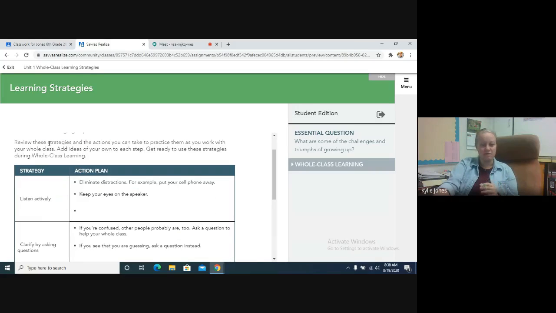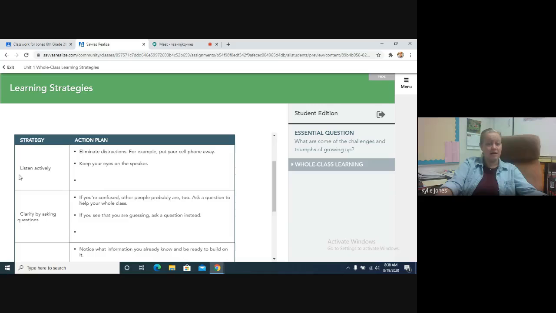Okay, so it says, review these strategies and the actions you can take to practice them as you work with your whole class. Add ideas of your own to each step. Get ready to use these strategies during whole class learning. So the strategies we're going to talk about are actively listening, or listen actively. So like actually listening when the person is talking, whether it's me or one of your classmates or anybody else. Like let's say Mr. Turner's teaching a lesson for you or Ms. Dauphiné is. Then you guys are actively listening to the speaker, whoever is talking.